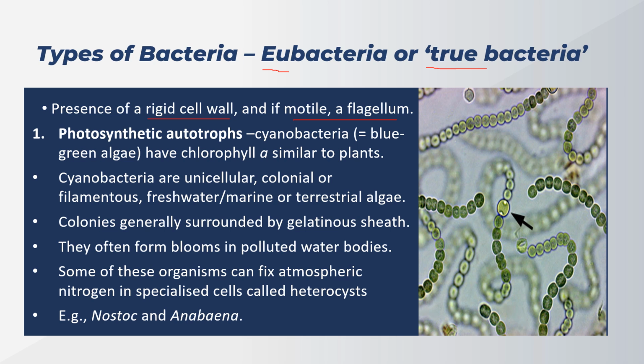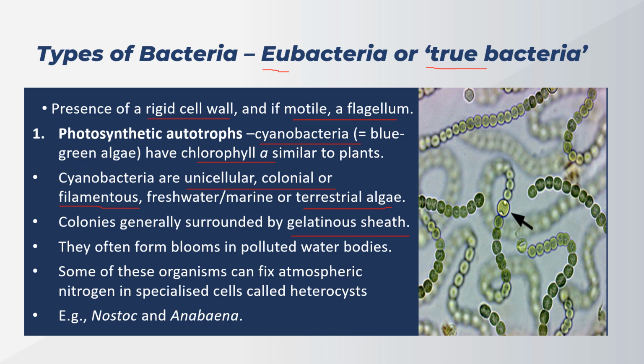Photosynthetic autotrophs such as cyanobacteria, or the blue-green algae, have chlorophyll a similar to the higher plants. They are either unicellular, colonial, or filamentous, and they can be found in fresh water or marine water, or there are some terrestrial algae as well, which are found on land. Colonies of these cyanobacteria are generally covered by a gelatinous sheath.